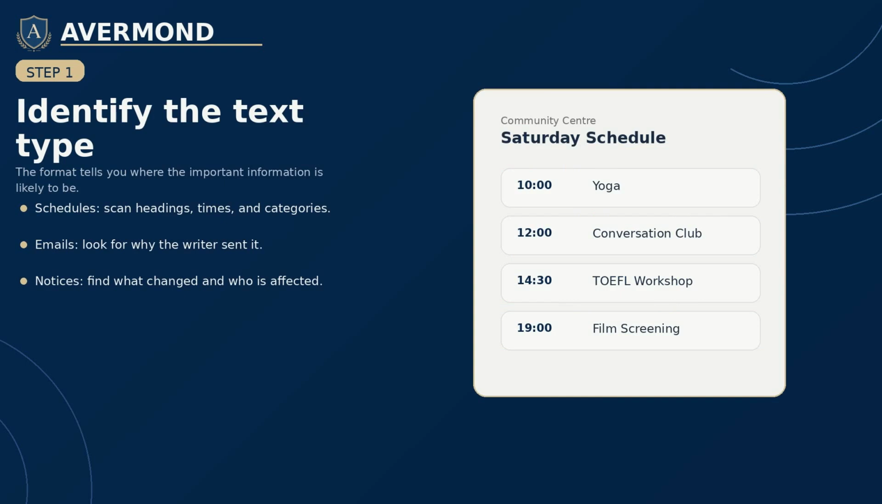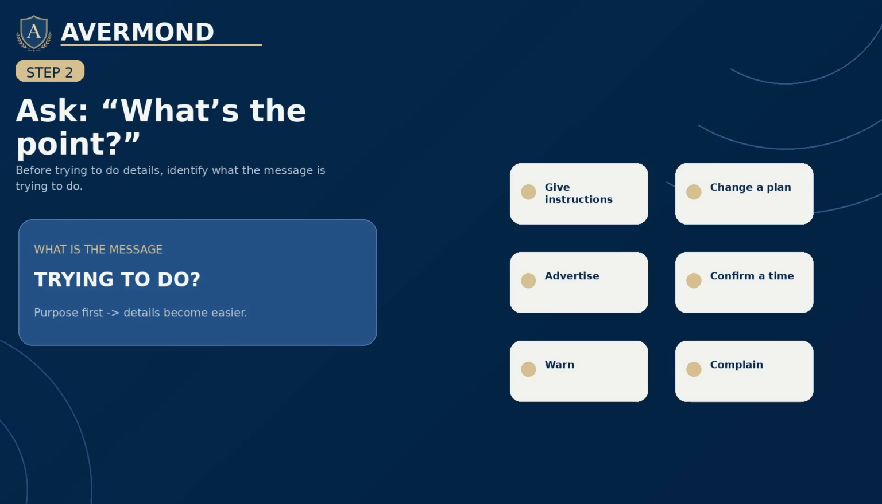Your first step is simple. Identify the text type before you start reading closely. The format itself tells you where the important information is likely to be. If you see a schedule, do not automatically read every line from top to bottom. If the question asks when something starts, scan for the relevant day, activity, and time. If you see a notice, look first for what has changed, who is affected, and what people are expected to do. Recognizing the format gives you a map of the text before you even begin.